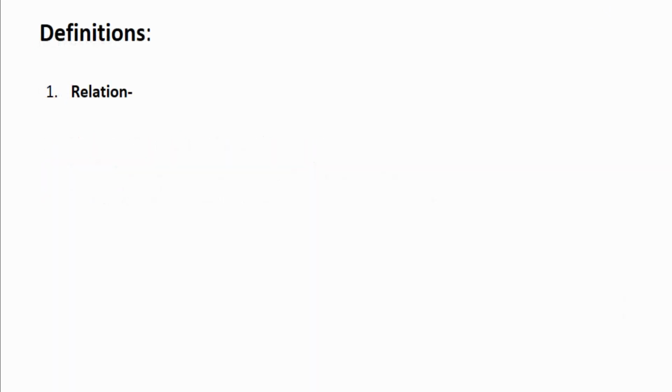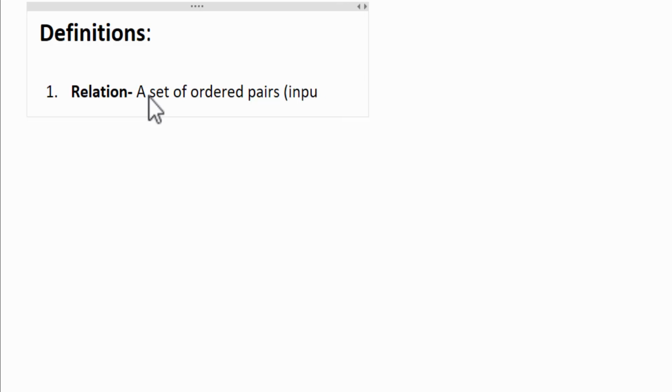The first definition, a relation. Well, a very simple way to think of it is a set of ordered pairs. But you can also think of a set of ordered pairs as inputs and outputs. The first coordinate as the input, the second coordinate as the output. Let me give you an example.